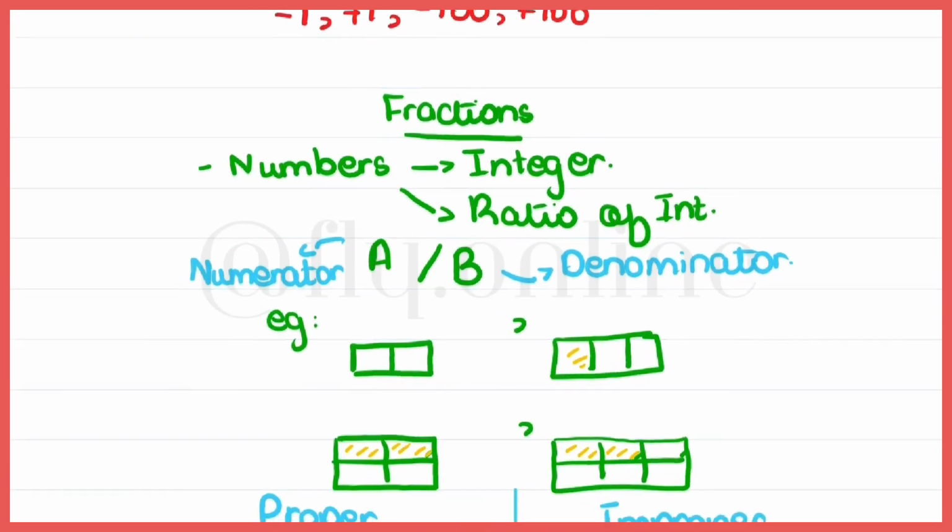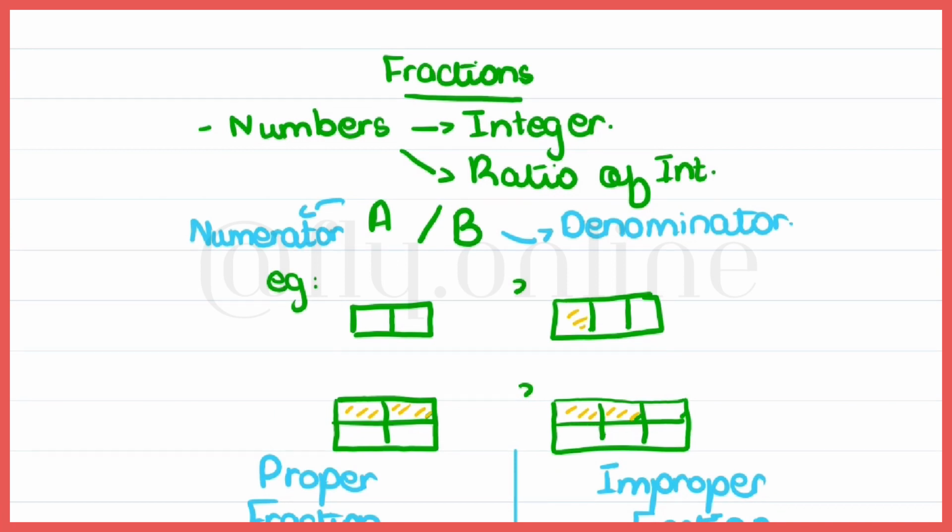Moving forward to fractions. Fractions are numbers, as said, or a ratio of integers. We have two sides of the fraction. One is our numerator and the other one is our denominator. Numerator is actually the number on top of the fractional line, and denominator is the number on bottom of our fractional line.